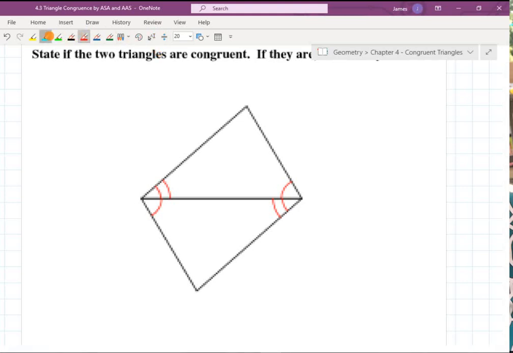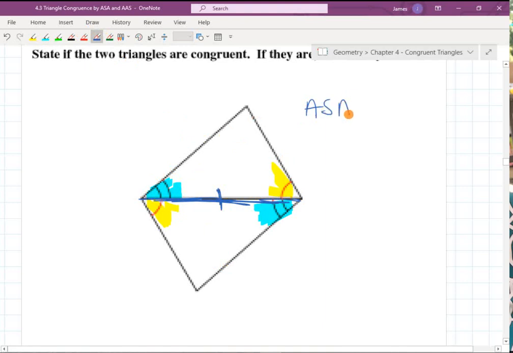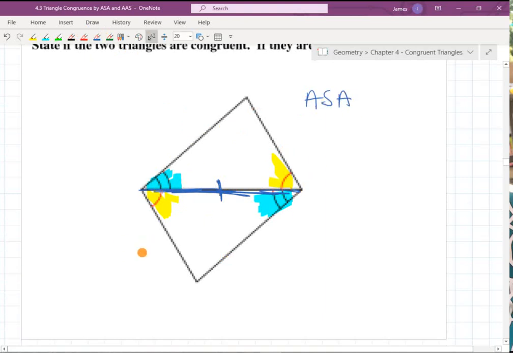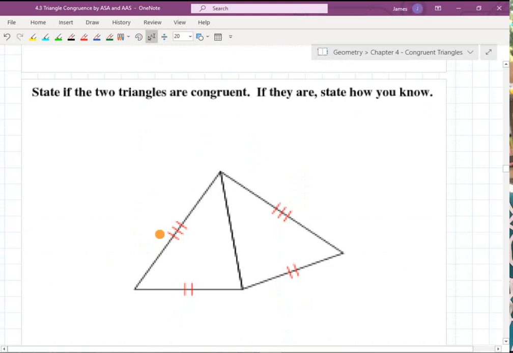Are you sure? Okay, so you got that angle congruent to that angle, right? You've got that angle congruent to that angle, right? Yep. And then you've got this middle side that is between and shared by both, right? So you do have angle, side, angle there. What about this one? So this side is shared, so it's side, side, side.